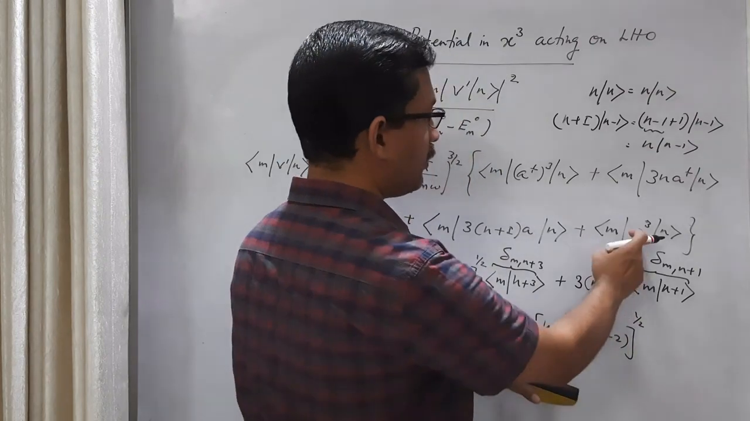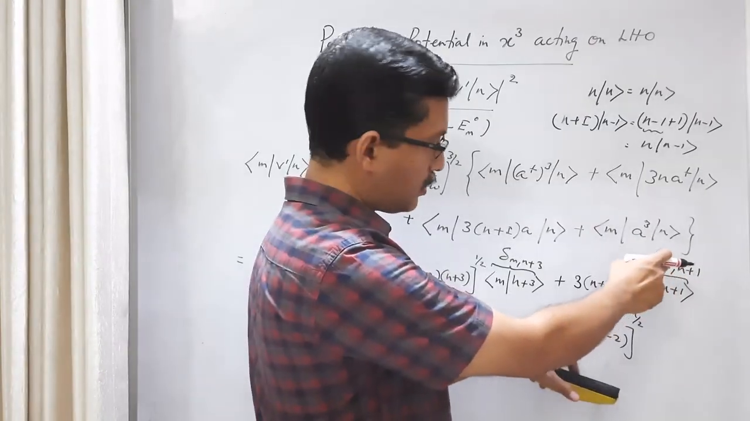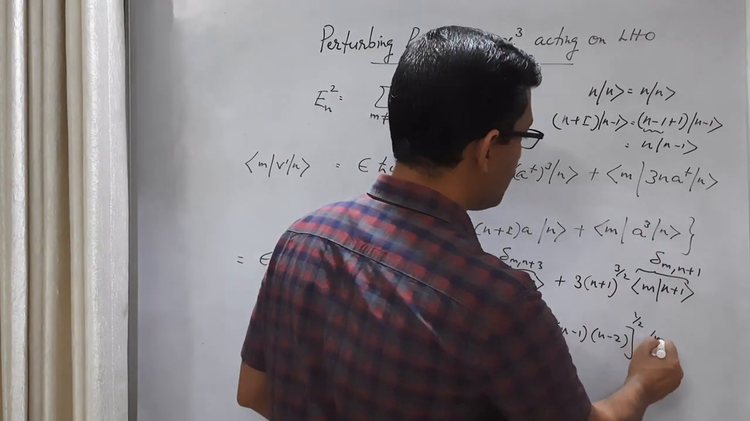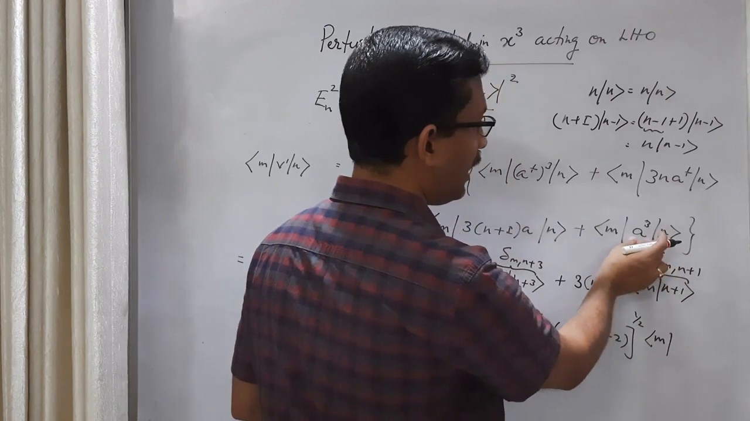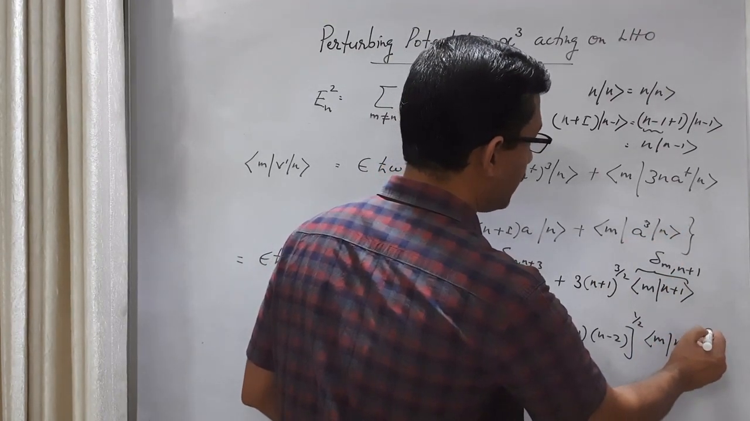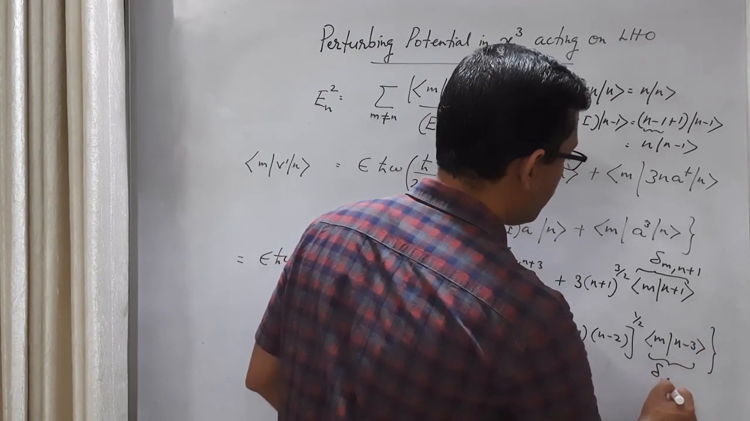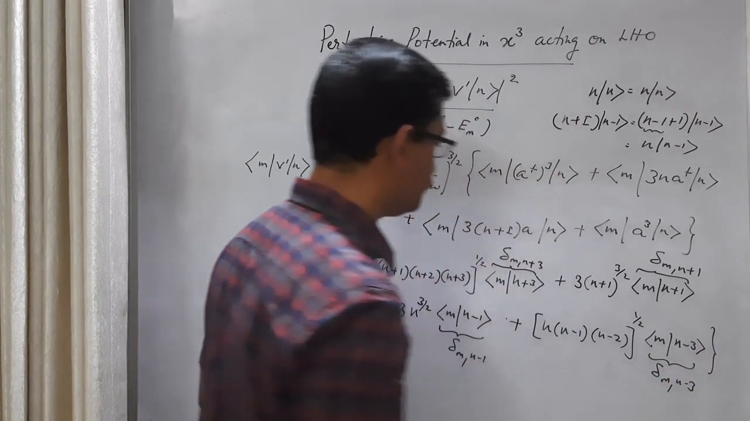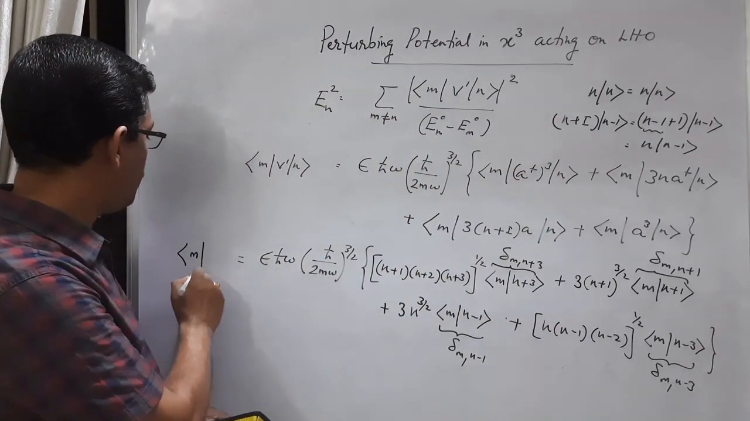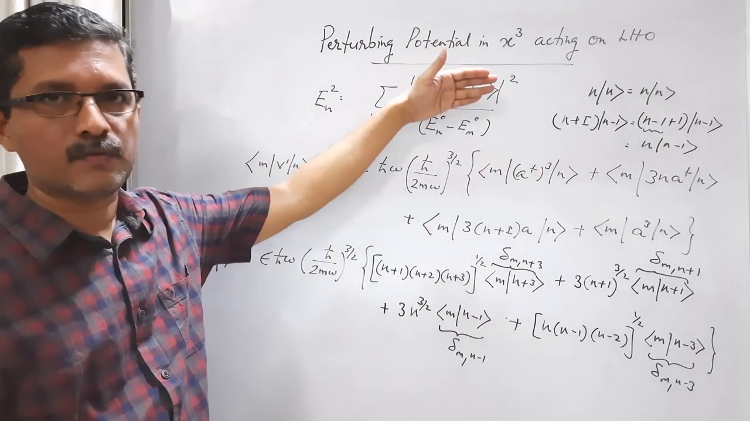Okay, root n coming from the first operation, root n minus 1 coming from the second operation, root n minus 2 coming from the third operation. So what is remaining is bra vector m, and when a acts 3 times, ket n goes to ket n minus 3. And this is delta m, n minus 3. So this is the matrix element m V prime n. But we need the square of this one.